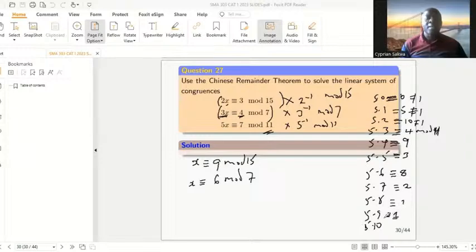So 9 is the inverse of 5. Multiply the entire equation here by 9. This would be 9 times 5x, which is x, and 9 times this is 63. 63 mod 11 is the same as 63 minus 55, which is 8.